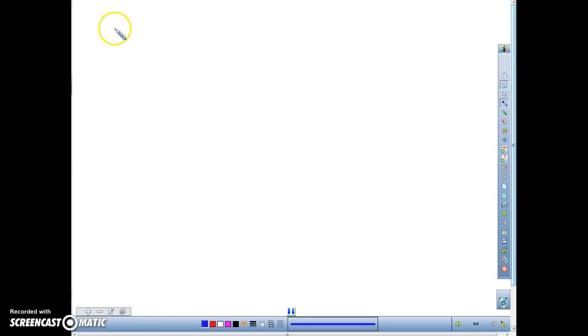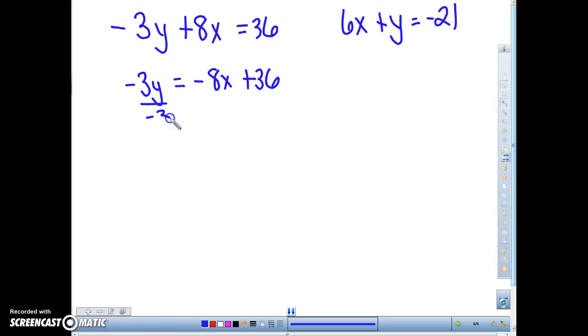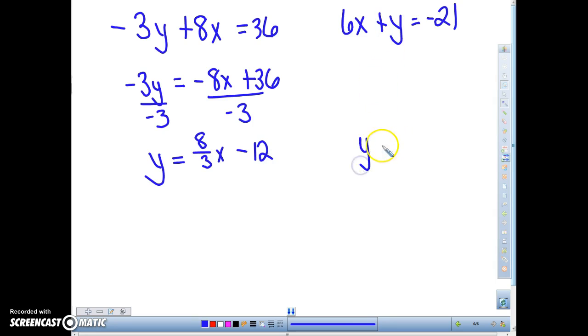Let's do a third one by graphing. -3y plus 8x equals 36. There's our first equation. And the second one, 6x plus y equals -21. In the first one, we have -3y is equal to -8x plus 36. Divide by -3. And so y is equal to 8/3 x minus 12. The other one's a little easier to put in slope-intercept form. All we have to do is subtract that 6x.